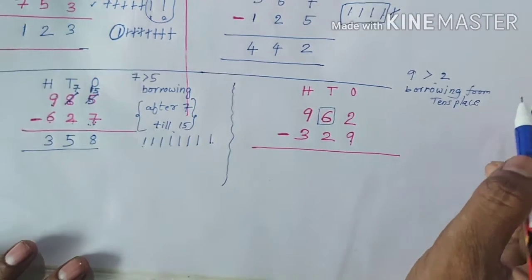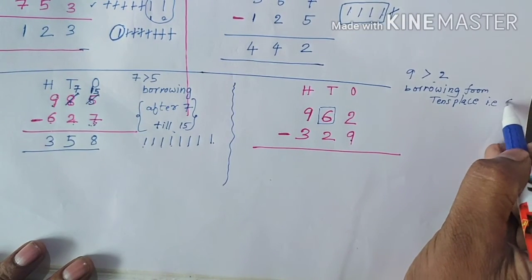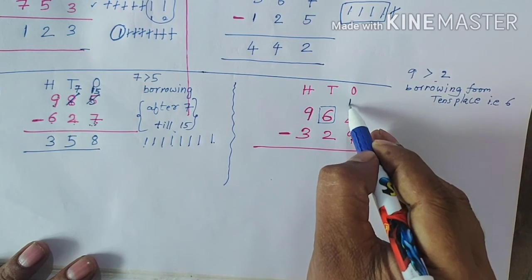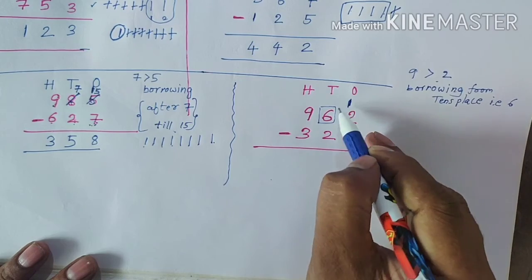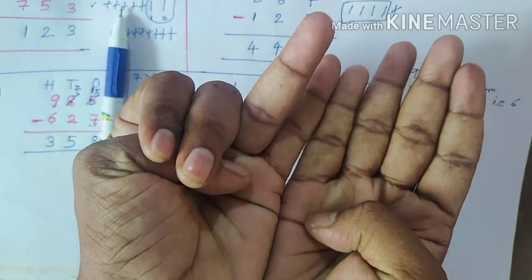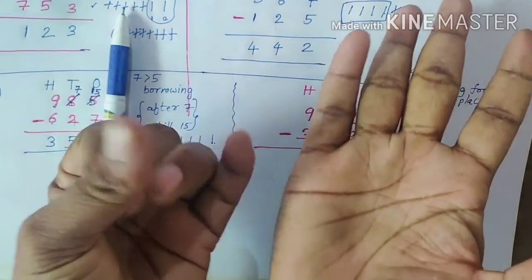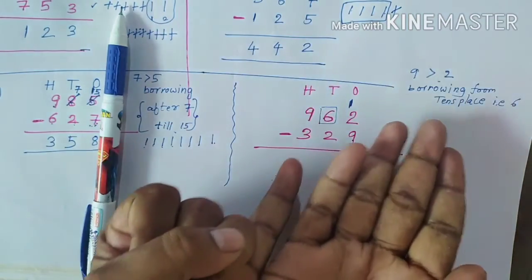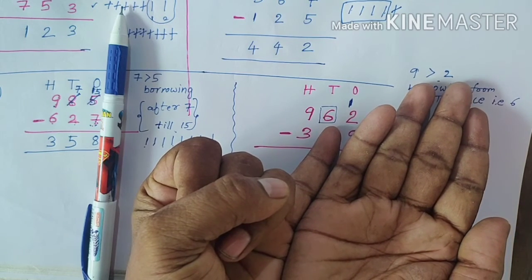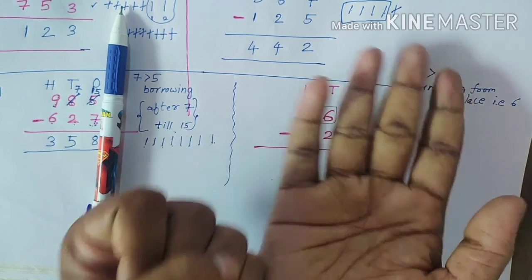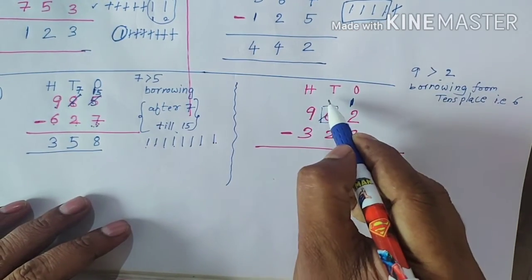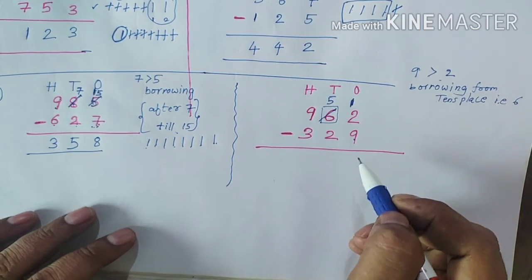That means you have to borrow from 6. How much do you have to borrow? You have to borrow 1 from 6. So 6, right? 6 fingers. Take 6 fingers. Since it is 6, how much did you borrow here? 1. So close one finger. How many are left? 5. So cut 6 and write 5 upon it.